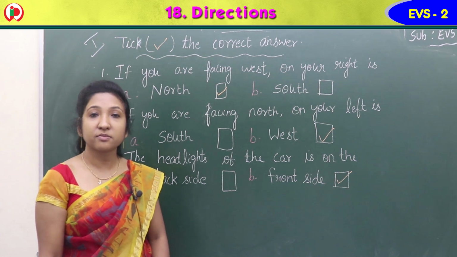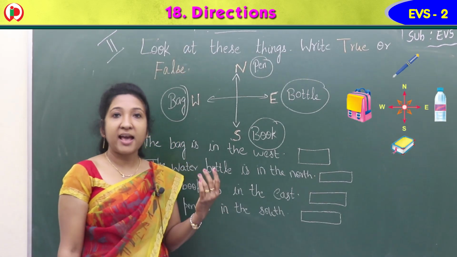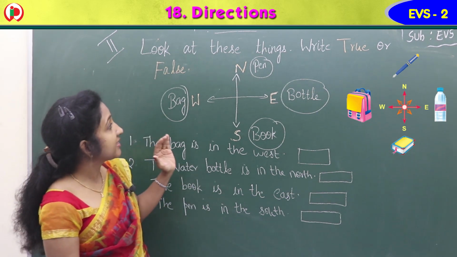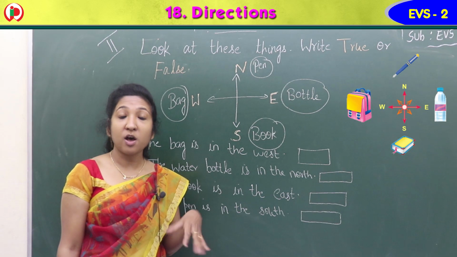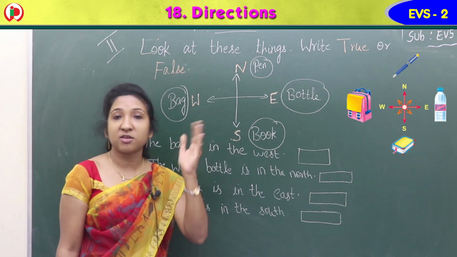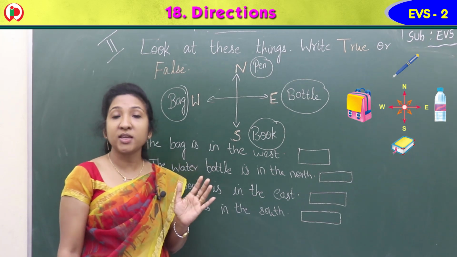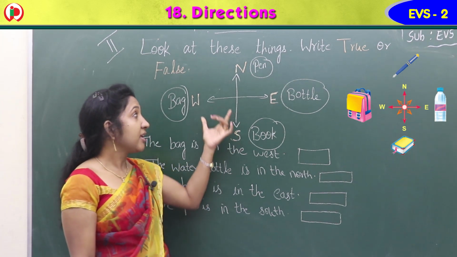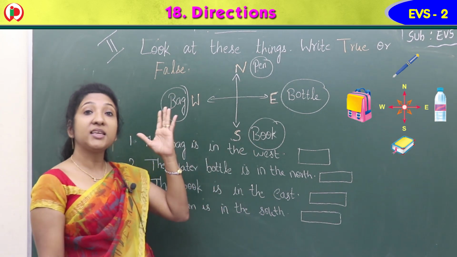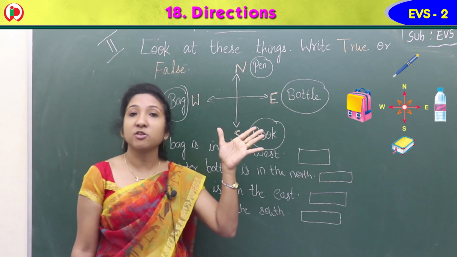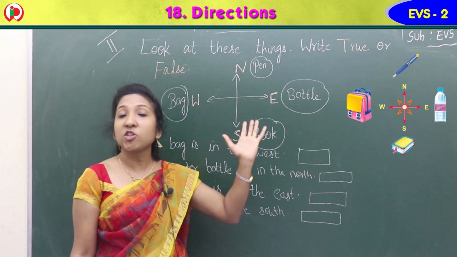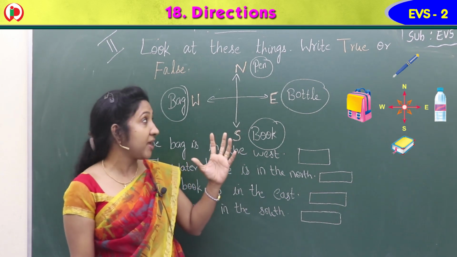Our next exercise in the workbook is exercise 2. Look at these things. Write true or false. In the workbook you can see an image, children, a picture showing directions, and in each direction you can see some images. You can see the picture showing north, south, east and west direction. In each direction you can see a particular image.